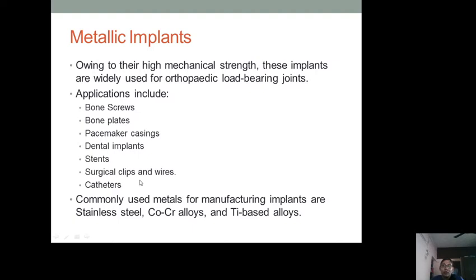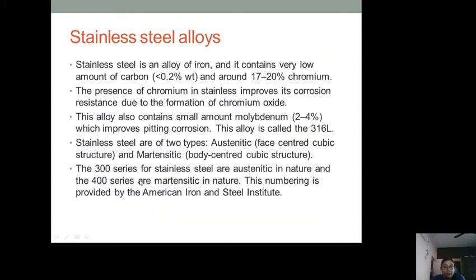Now you might argue, where do we use metallic catheters? Well, in procedures like angioplasty and angiography, you have to use metallic catheters. The commonly used metals for manufacturing these implants are stainless steel, cobalt chromium alloys, and titanium-based alloys. So let us start with stainless steel alloys, and then we'll go on to discuss the cobalt chromium alloys and titanium-based alloys in another video.